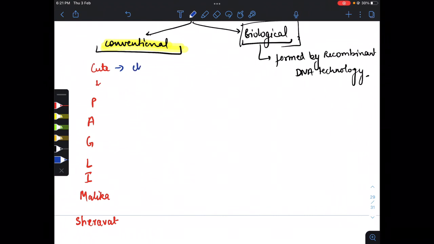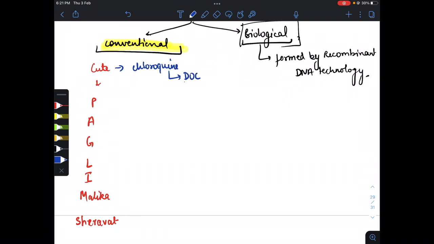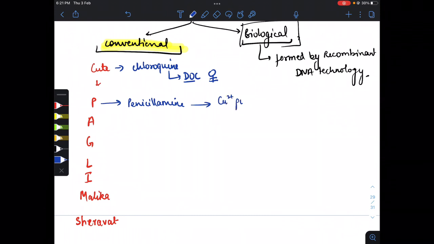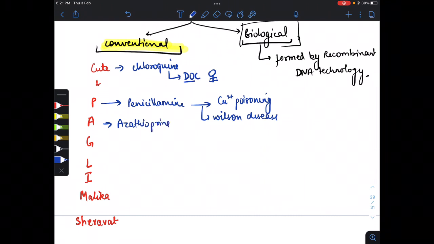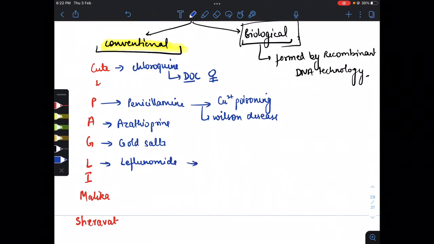In cute, C stands for chloroquine, which is a drug of choice in pregnant females. P stands for penicillamine, which is a chelating agent, and it is also used in copper poisoning and Wilson's disease. A stands for azathioprine. G stands for gold salts. L stands for leflunomide, which basically inhibits dihydroorotate dehydrogenase.